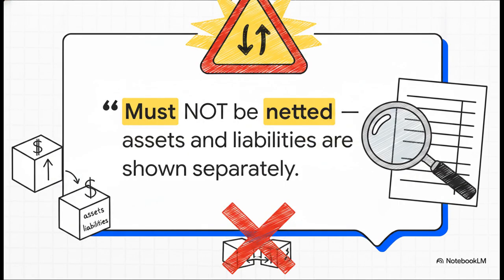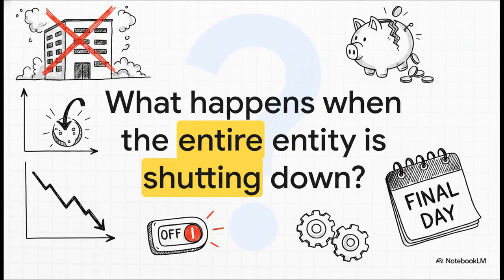Now, treat what I'm about to say like a flashing neon hazard sign. The assets and liabilities of the disposal group must not be netted together into a single line. No way. They must be shown separately at gross presentation, even if the net amount between them is tiny. Netting these lines is such a common trap, and I guarantee you, auditors will absolutely flag this the second they catch it.